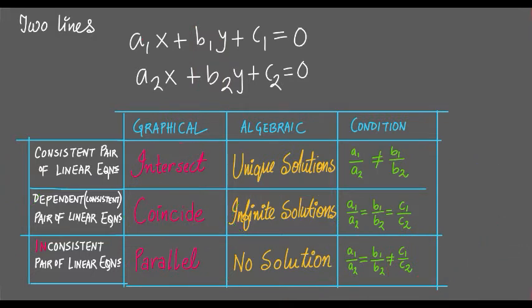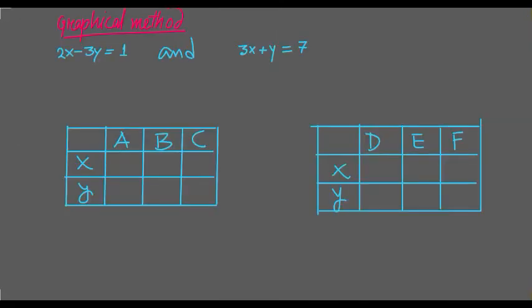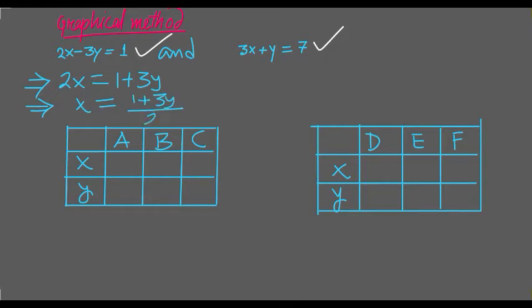I hope you have noted, and now we can move on to the graphical method of solving linear equations. Now in the graphical method, let us solve the two equations. The first thing that you need to do in the graphical method is write either x or y in terms of the other variable. For example, we are going to write x in terms of y. Here we can write 2x is equal to, if we transpose this 3y to the other side, it will be 1 plus 3y, and then we can write x as 1 plus 3y divided by 2. That is, we isolated x and wrote it in the form of y.